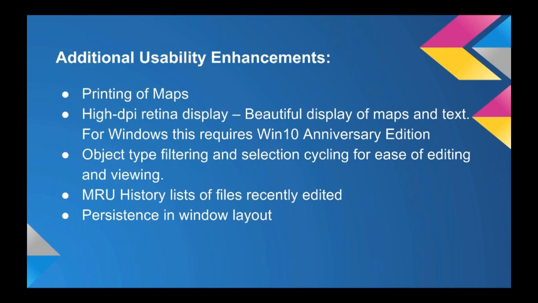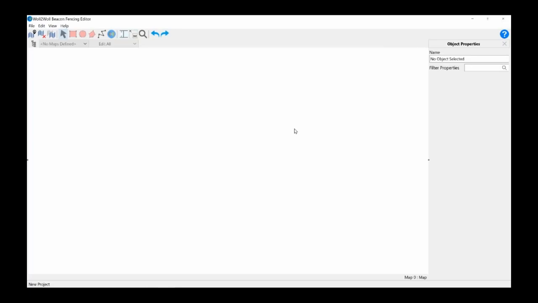And number three, reusability, you'll be able to cycle through your objects by repeatedly clicking on the same area instead of picking up the wrong object. And it does have an MRU history list of files that you've recently edited. And your Windows layout is persisted so that you don't have to keep redesigning your layout every time you come into the program.